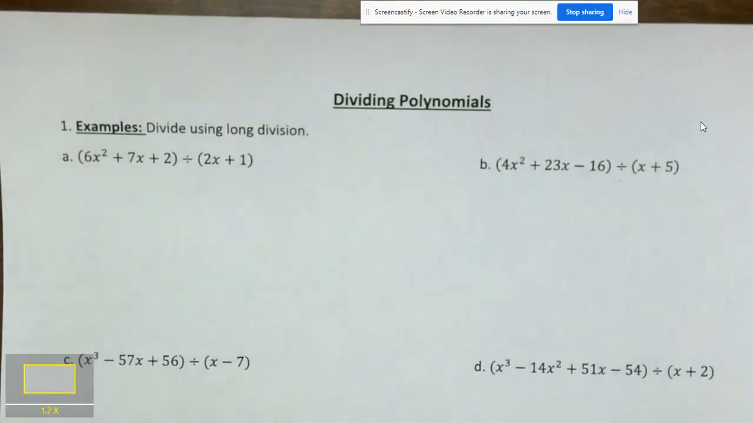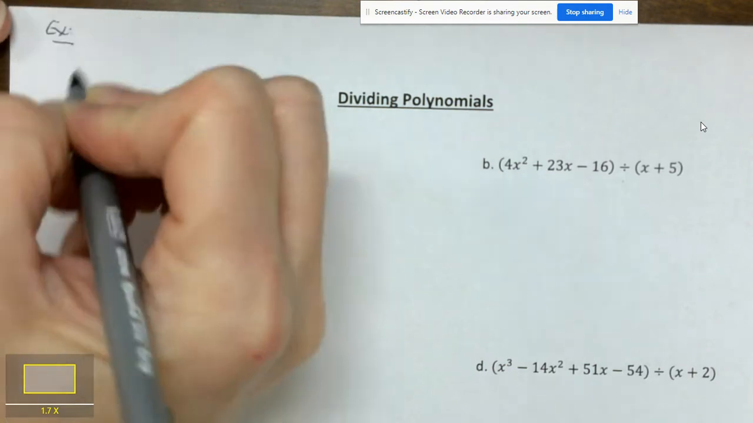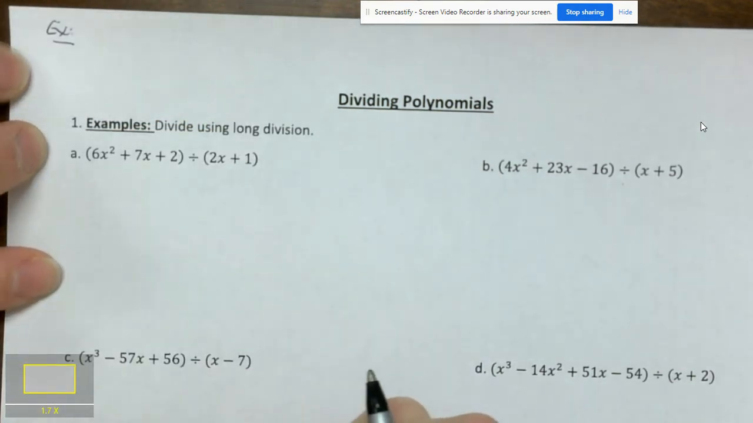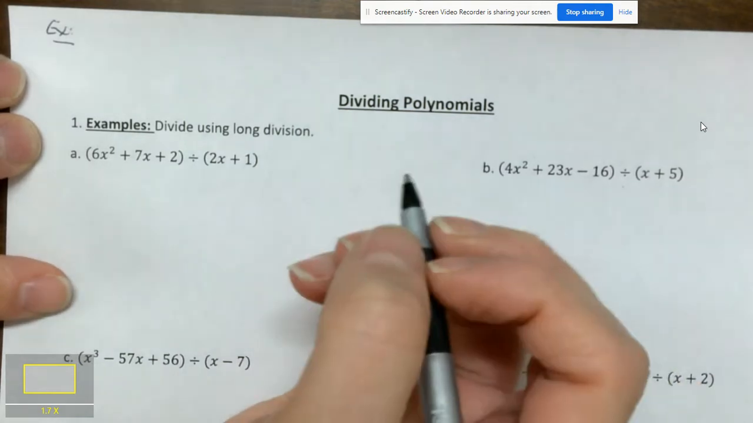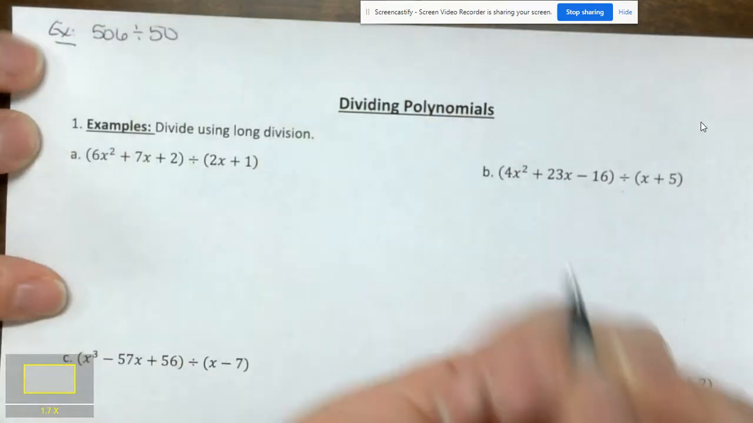In this video, we're going to learn today how to divide polynomials. Now, in order to divide polynomials, we have to go back and do something that you did when you first learned how to divide using long division. So I'm going to do an example of something you did a while back, probably in elementary school, maybe 4th or 5th grade, when you were dividing things like 506 divided by 50.